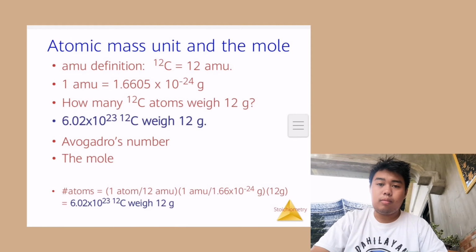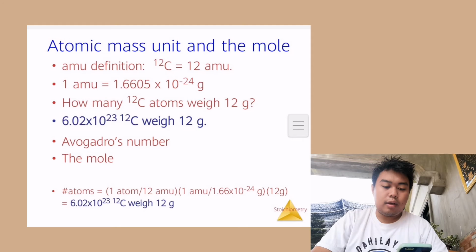Atomic mass unit and the mole. First, the AMU definition: carbon-12 equals 12 AMU. Second, 1 AMU equals 1.6605 times 10 to the minus 24 grams. How many carbon-12 atoms weigh 12 grams? 6.02 times 10 to the 23rd carbon-12 atoms weigh 12 grams. And third, Avogadro's number, the mole number.